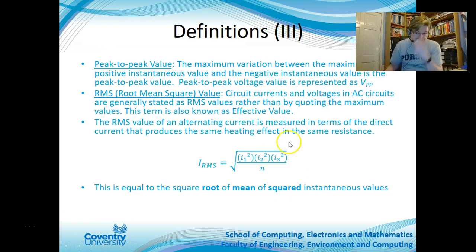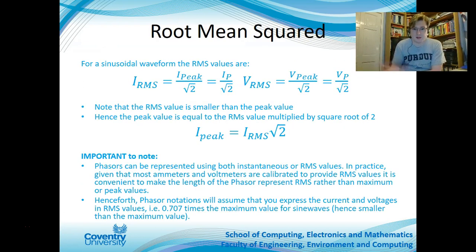So it's explained here where it takes a number of samples, it squares each one of them, divides it by the number of samples to give you an average or mean, and then it square roots it. Okay, so that's equal to the root mean squared instantaneous value. Okay, so it's represented by this.